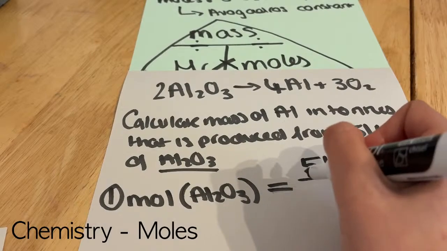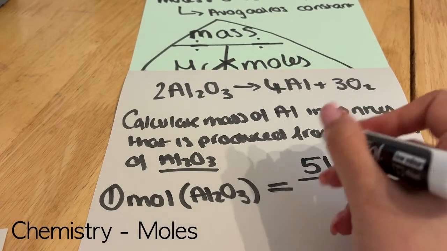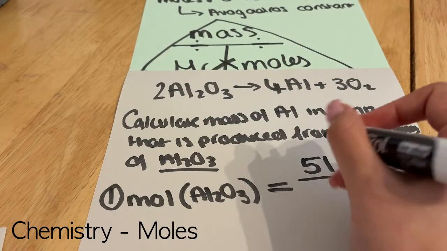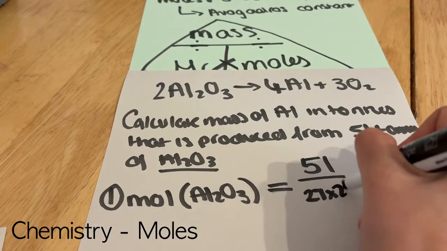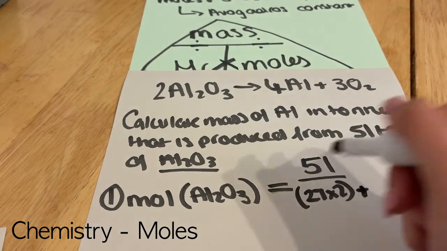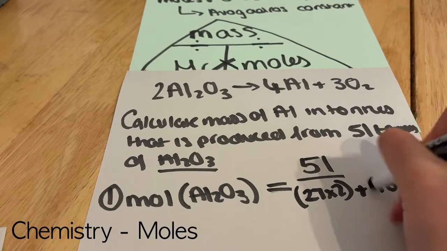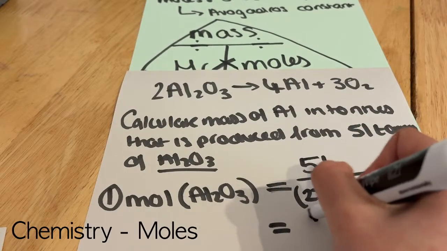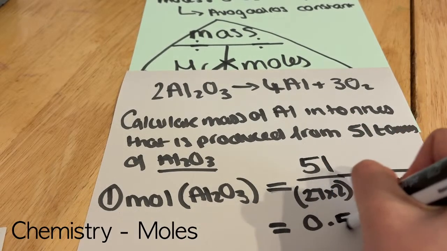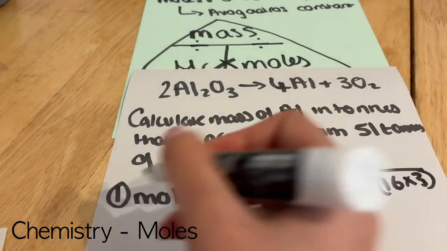The Mr of aluminium is 27, and we have 2 of those, so we're going to do 27 times 2, plus 3 oxygens, so 16 times 3, which is equal to 0.51.